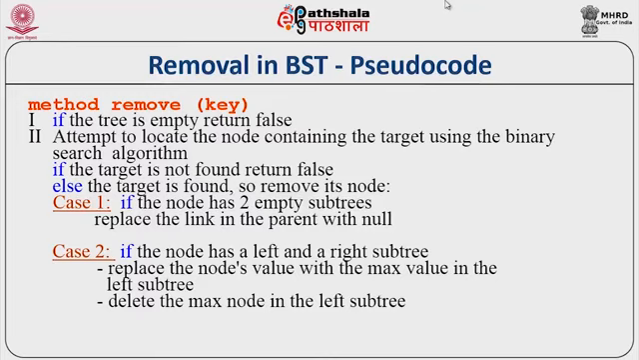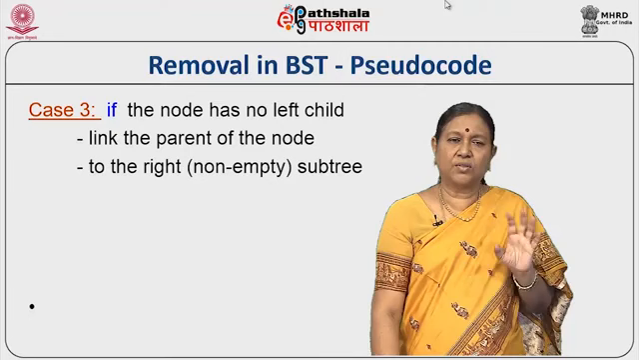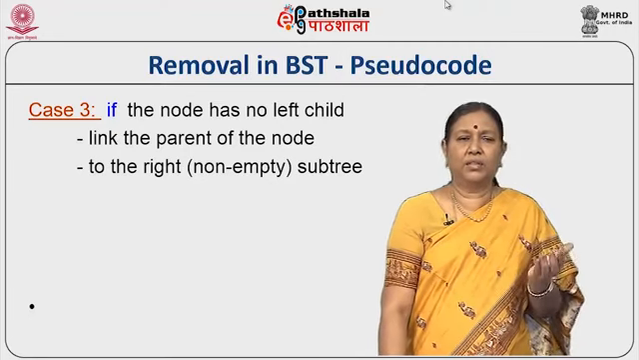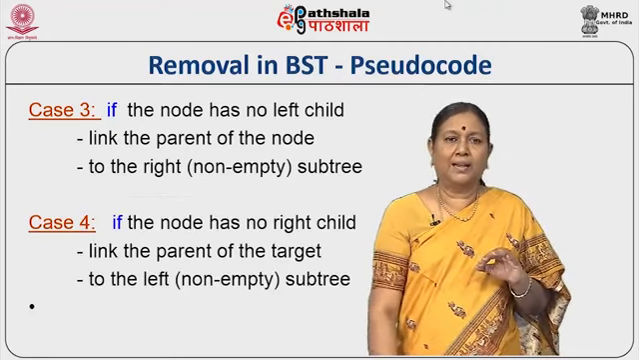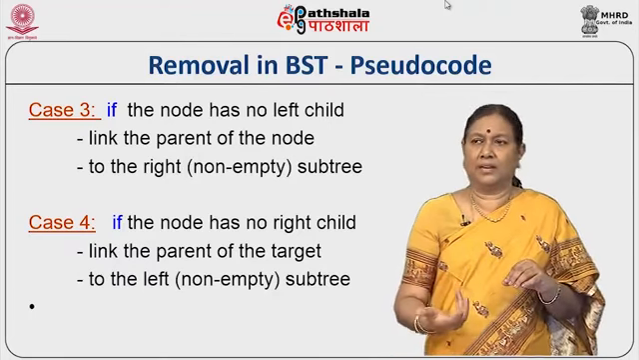That means in the left subtree, here he is considering the in-order predecessor. Delete the node in the left subtree. Otherwise it will come in the right subtree. I am just telling both cases. If the node has no left child, link the parent of the node to the right subtree, and if the node has no right child, link the parent of the target to the left subtree.